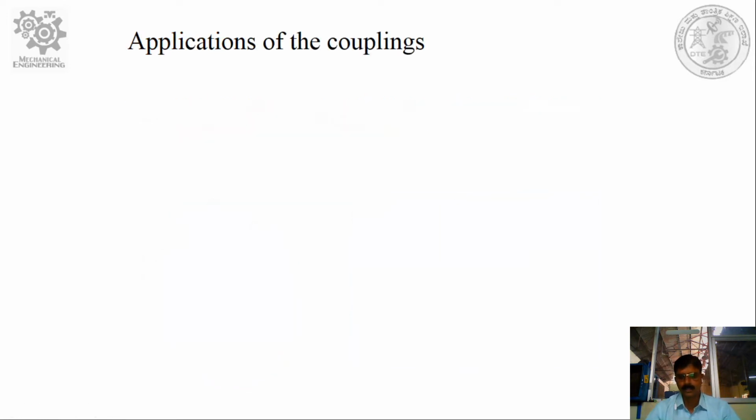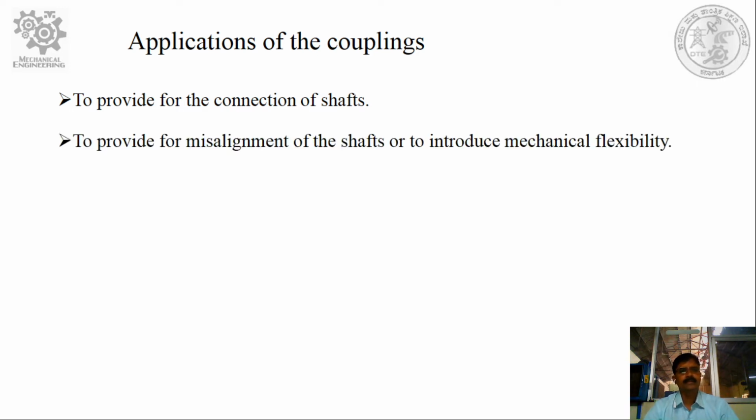Now let us move on to the applications of coupling, where we are going to use the couplings. To provide for the connection of shafts, to connect two shafts such as engine shaft and a generator shaft, and a motor shaft and a pump shaft, and to provide for a misalignment of the shafts or to introduce a mechanical flexibility. A misalignment arises while joining two devices. In that case we are going to use couplings to introduce a mechanical flexibility between the two shafts.